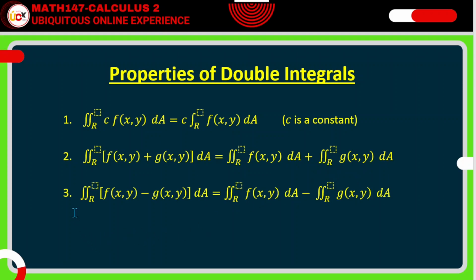Okay, the third property is that the double integral of the difference of these two functions f of xy and g of xy times the change in the area over this rectangular region R is equal to the difference of the double integral of each function. So you have the double integral of f of xy times the change in the area over this rectangular region R minus the double integral of g of xy times the change in the area over this rectangular region R.